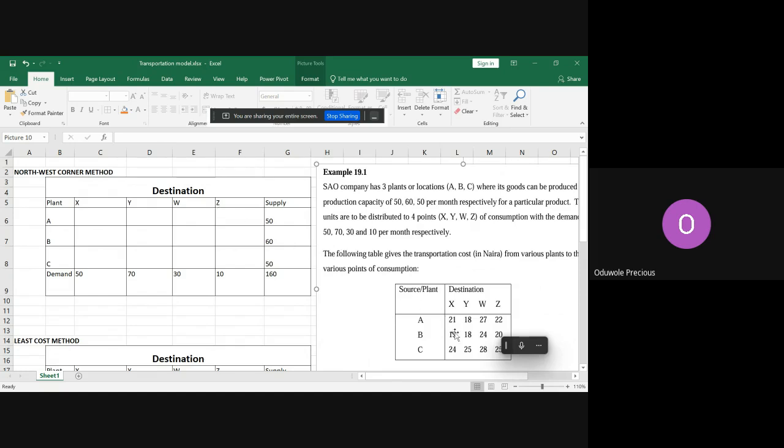So you impute all of this back into this. Impute all the figures back. That's 21, 18, 27, 22, 19, 18, 24, 20, 24, 25, 28, 25.